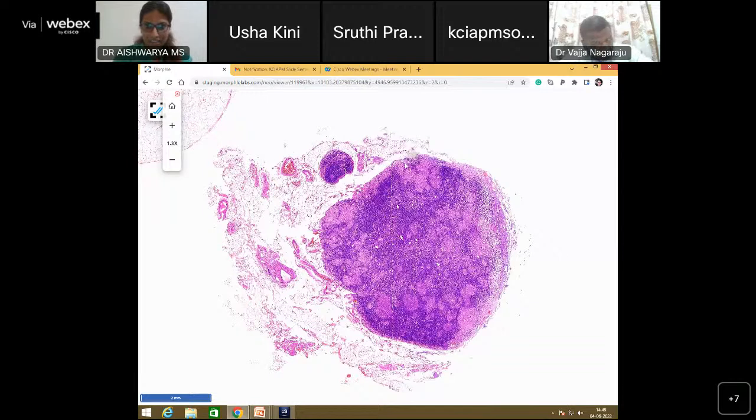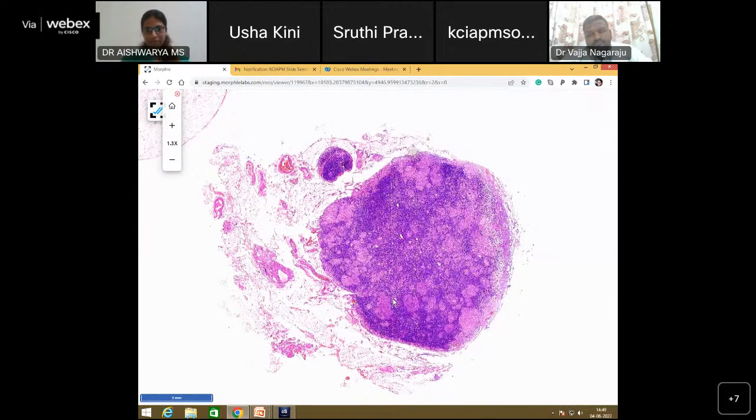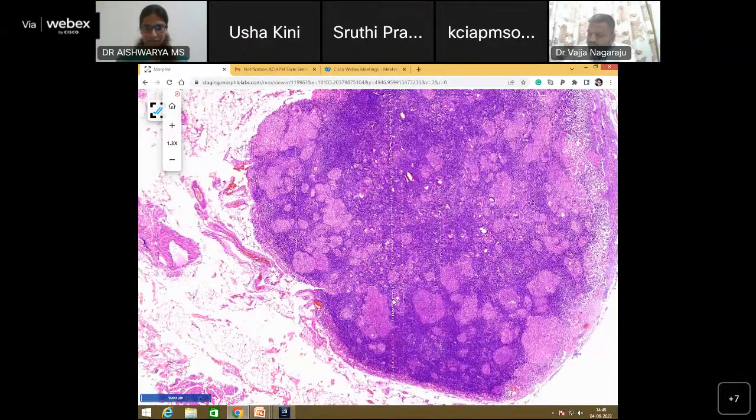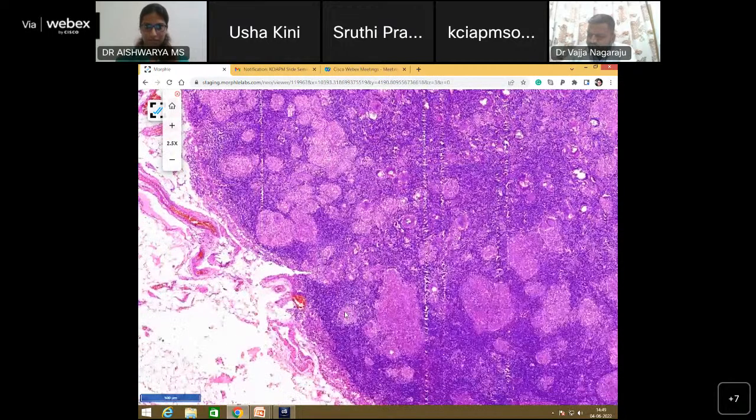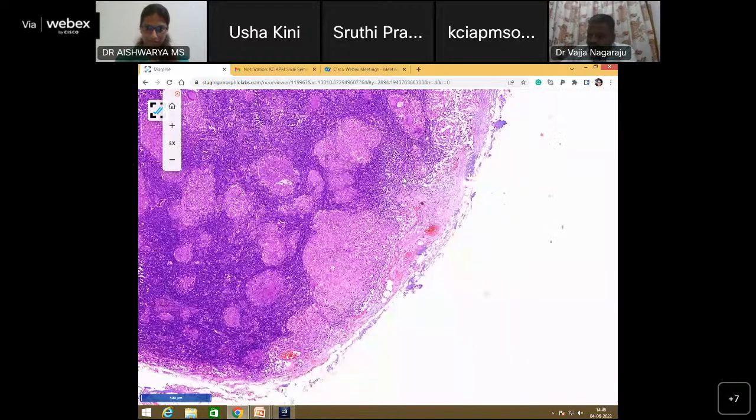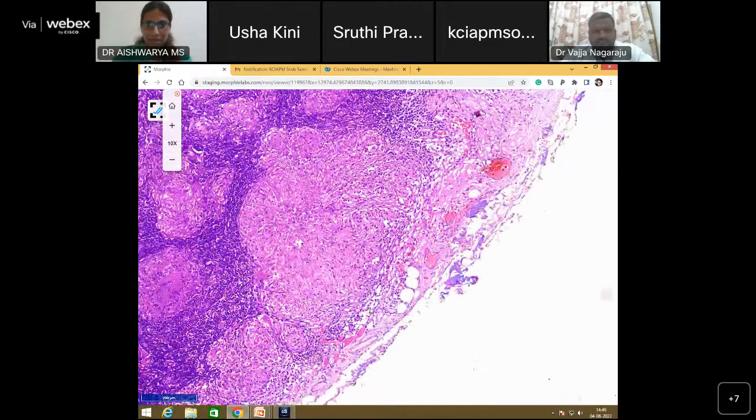Yes, ma'am. There is a capsule all around. That's why you're able to see the adipose tissue distinctly. And I can go higher on it. And if you go closer to it, what is very important is, do you see this particular space filled with a few histiocytes? What is that? Can you say what it is for the juniors?